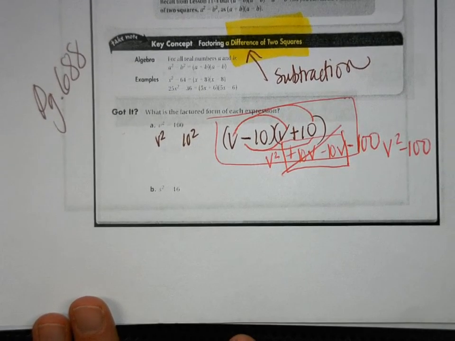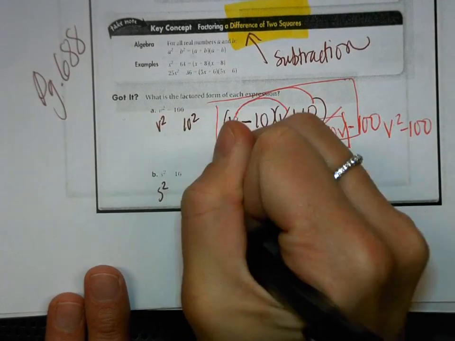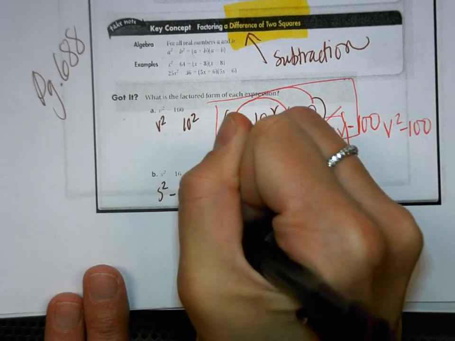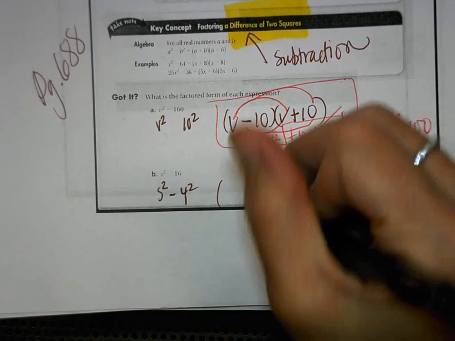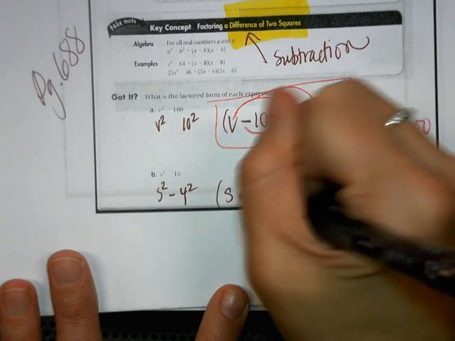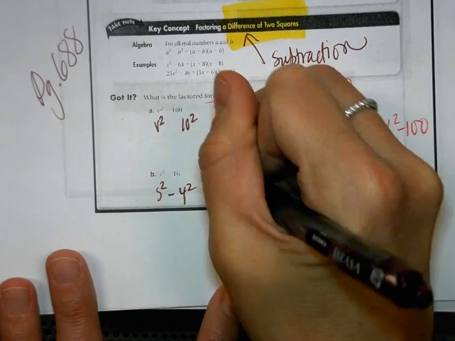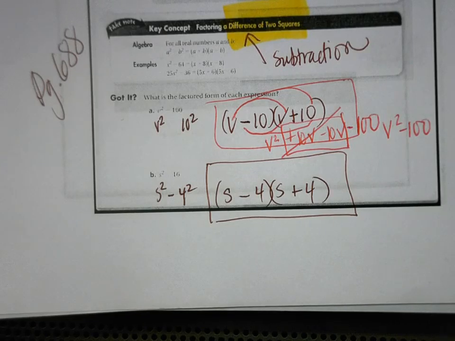All right, next one, B. How do I write 16 as a square? So we make our two parentheses. What's going to go in the front? S. What's going to go in the back? And one gets a minus, and one gets a plus. You're done. Can I write those as a square? No, because they're not the same, right? So this one you have to write out both parentheses because one has a minus, one has a plus. They are not exactly the same.